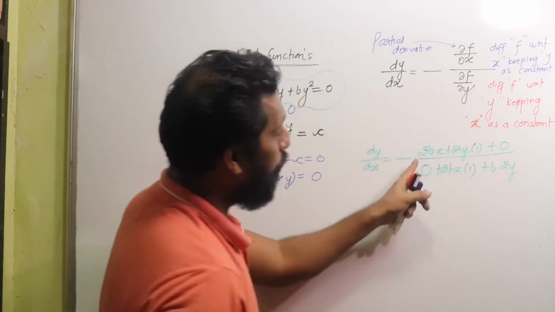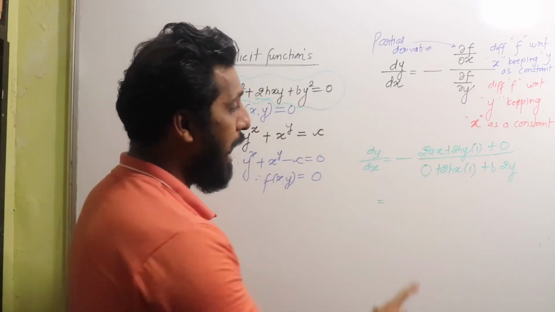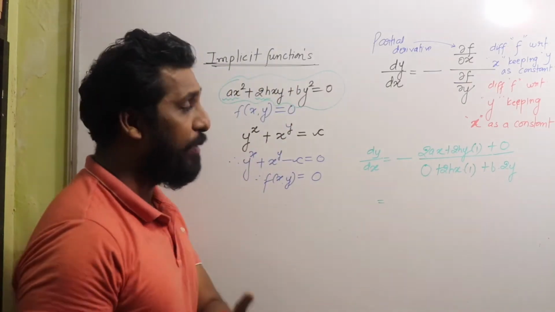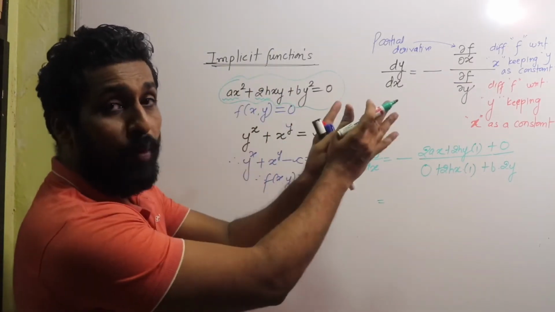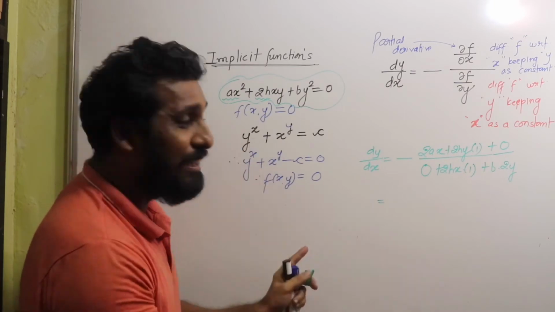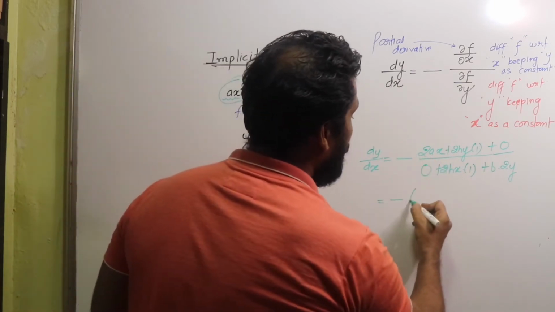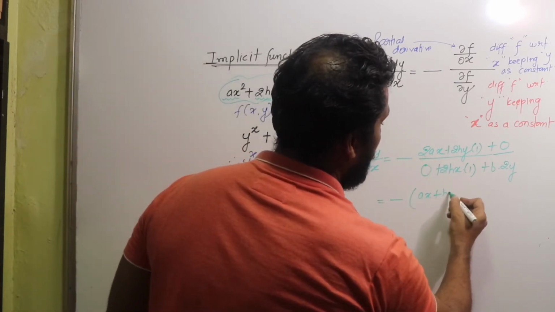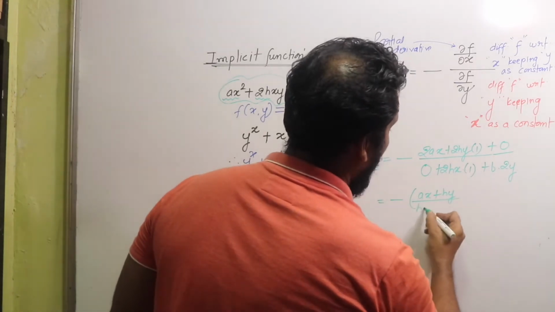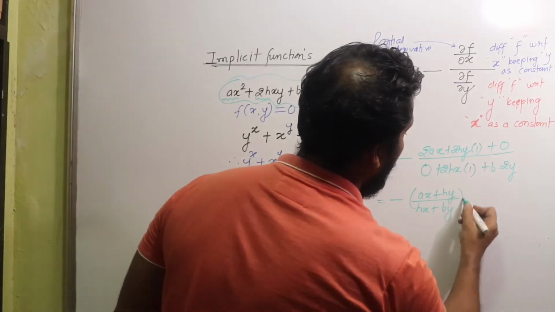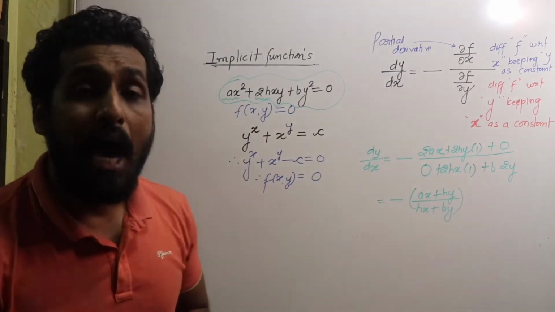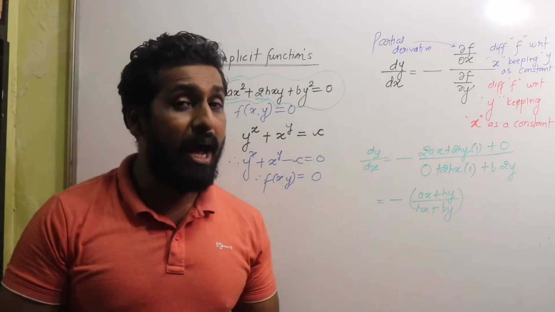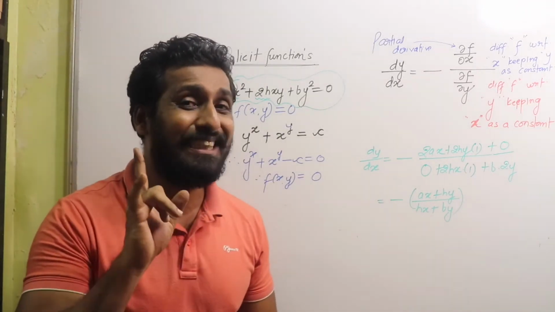If you observe, from the numerator you can take out 2 common, and from the denominator also 2 can be taken out common. So the 2 in the numerator and 2 in the denominator will get cancelled, and your answer simply comes minus of ax plus hy upon hx plus by. So did you observe? I have again got my answer in just one step.